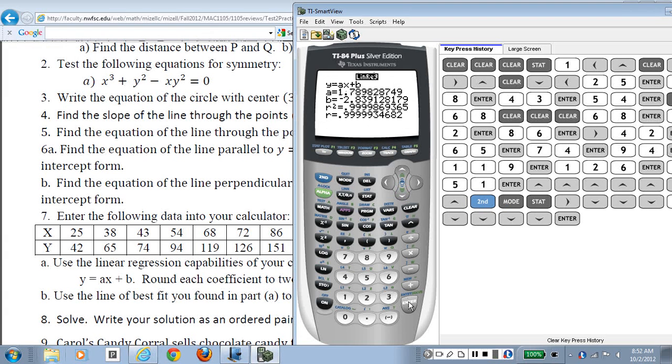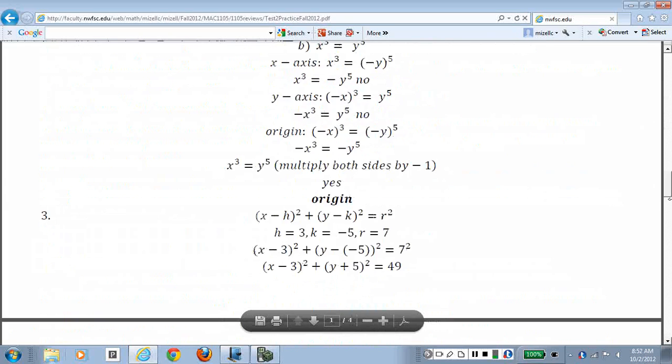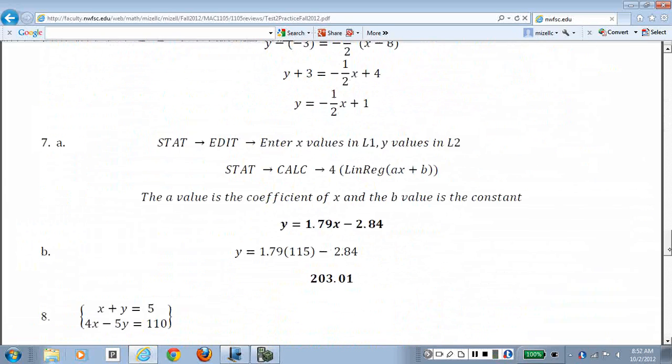Okay, so make sure you press enter and look for these numbers. Do you see these numbers? A equals 1.79. That's the slope of the line of best fit. And B equals negative 2.84. That is the y-intercept. So when you write the final answer, let's see what it looks like. Problem 7, is that what I got?